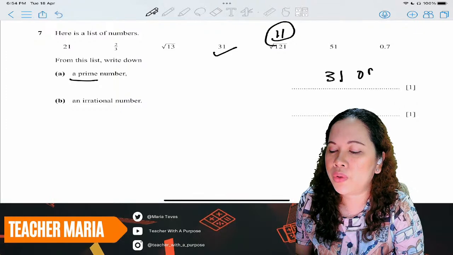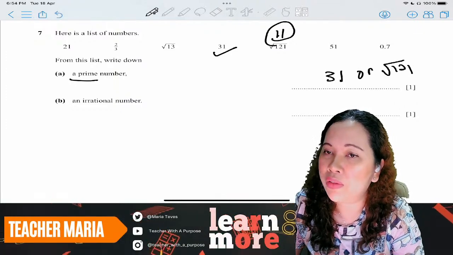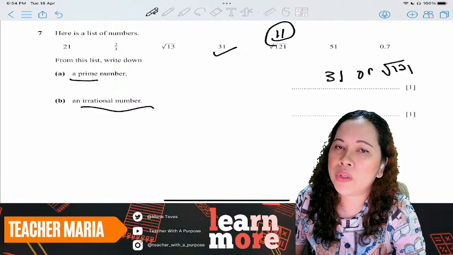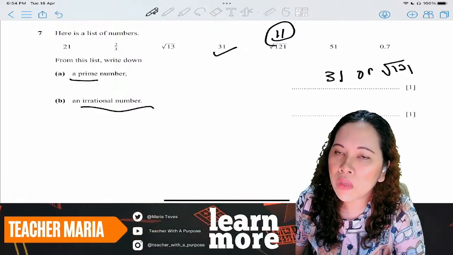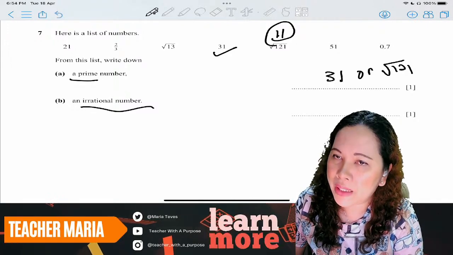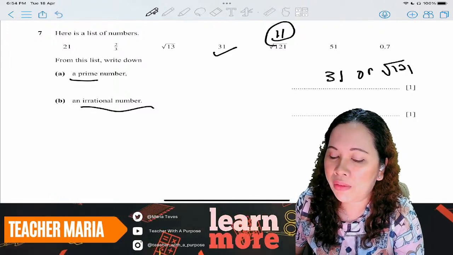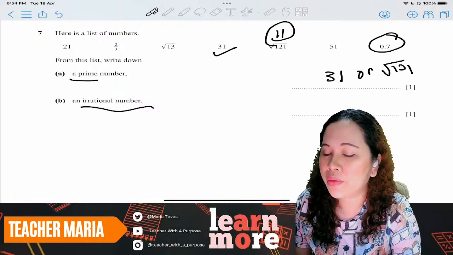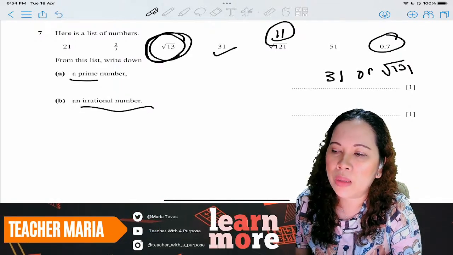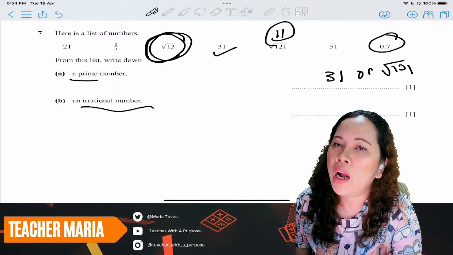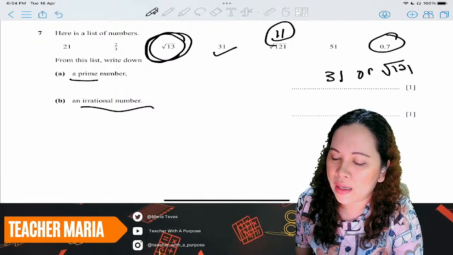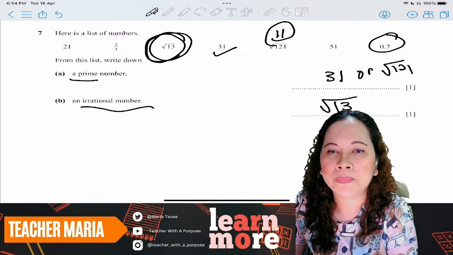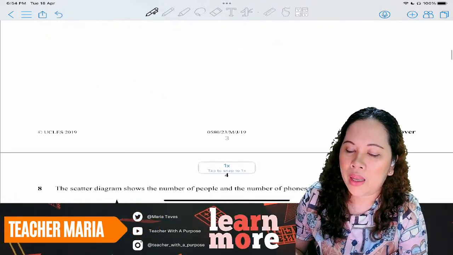But you can also have square root of 121 because it will give you 11. And irrational numbers are numbers that are non-repeating, non-terminating if it's a decimal number. However, our decimal here is terminating, hence this is not irrational. So the only irrational number that we have here is a root of a number that is not a perfect square. So that's the square root of 13. Okay.